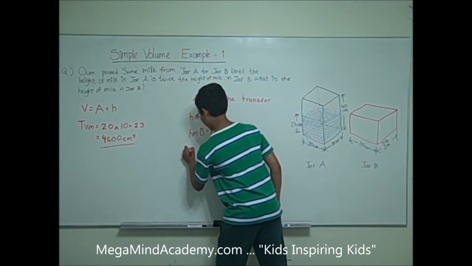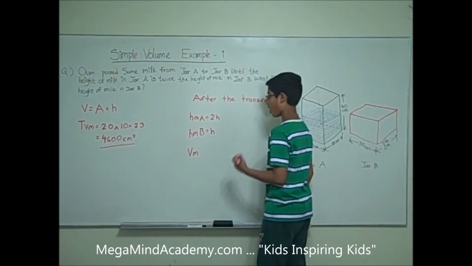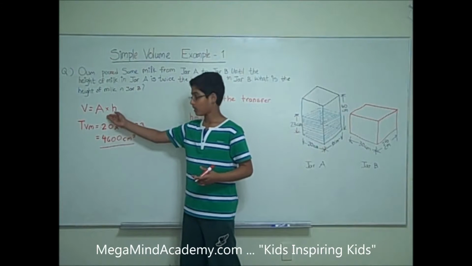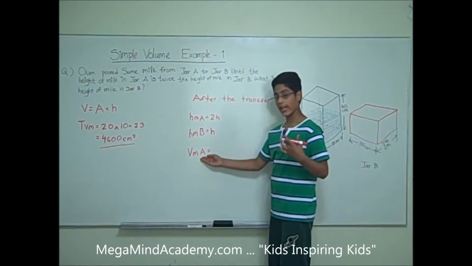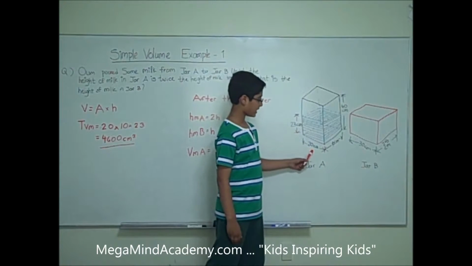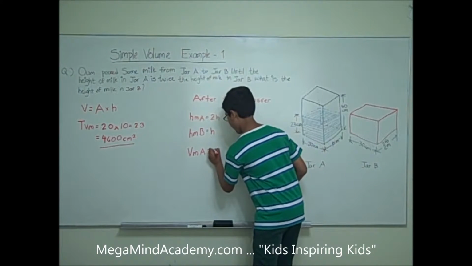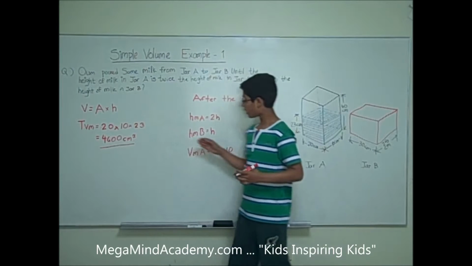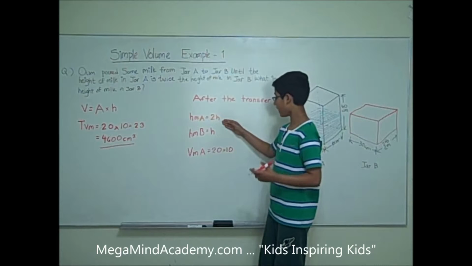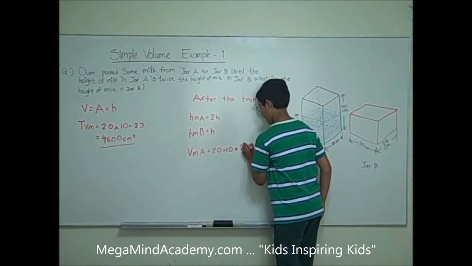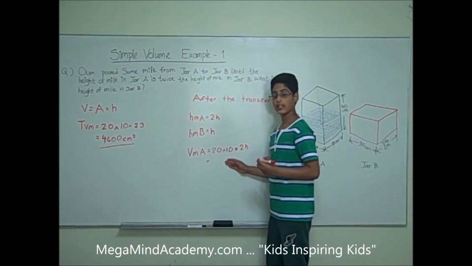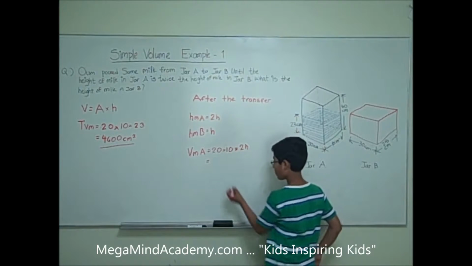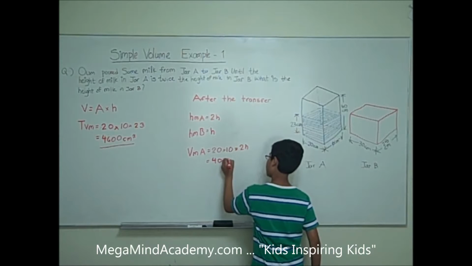So, the remaining volume of the milk in jar A is equal to, now we know that the volume is equal to the area times the height. So the volume of the milk in jar A is the area, which is 20 centimeters times 10 centimeters, times the height. We know that the height of the milk in jar A is equal to 2H. So times 2H. This is equal to 20 times 10 is equal to 200 times 2H is equal to 400H.